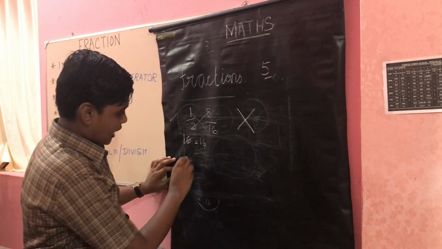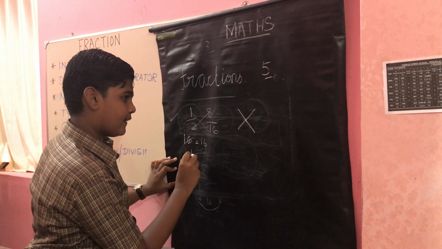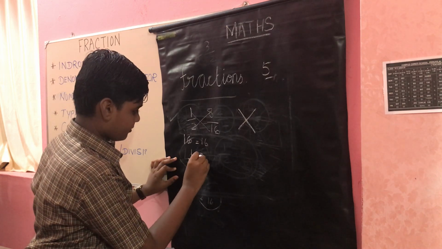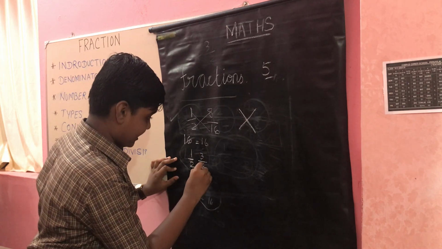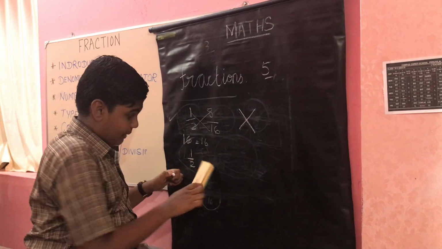In case the fraction is 1 by 2 and 3 by 6, let me check whether it's equivalent. Oh, it's equivalent. Okay, I'll take 6 by 3.